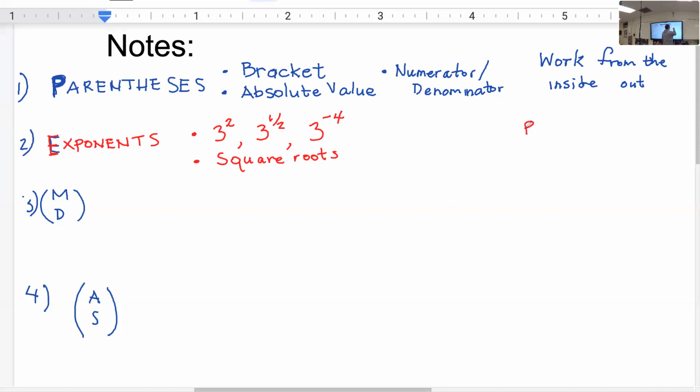So perform from left to right. Okay? All right, does anybody have any questions about that?